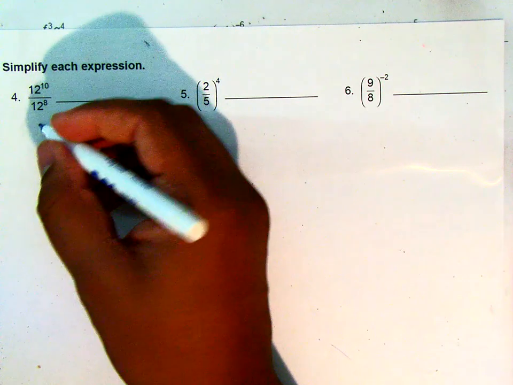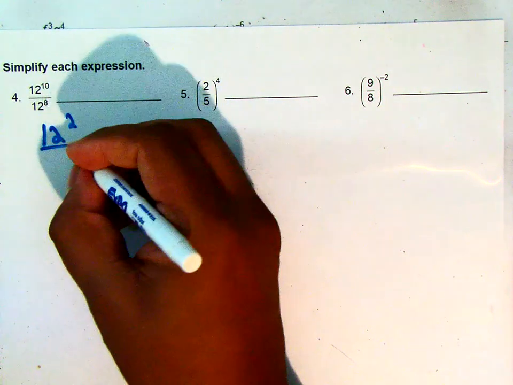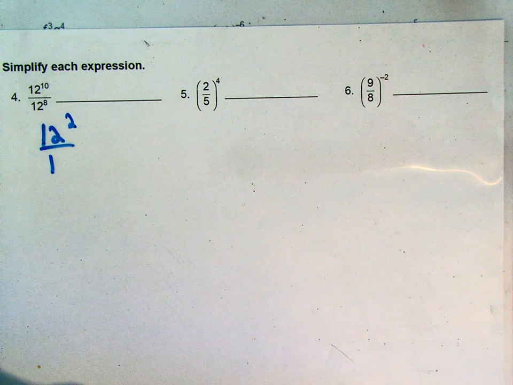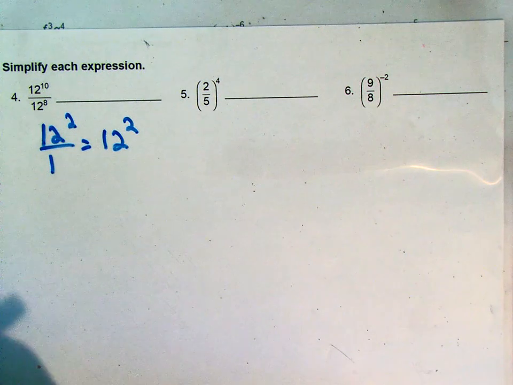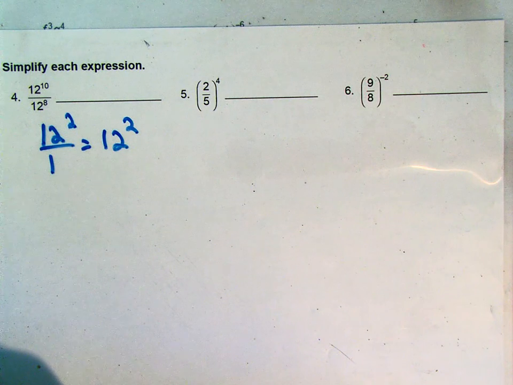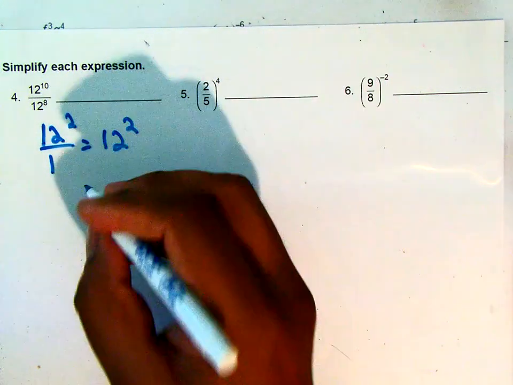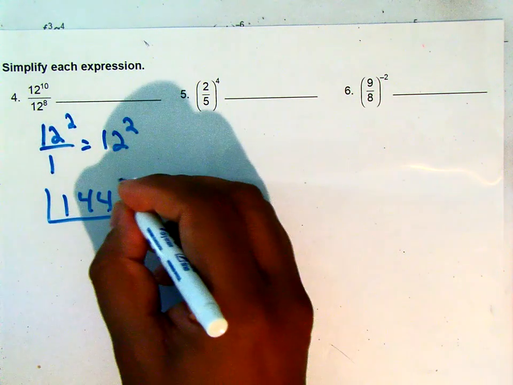So that's going to leave me 12 to the second, and there won't be anything here, so that'll be 1. So I'm just going to go ahead and simplify that and make that 12 to the second. And then you go ahead and do 12 squared, which is 144. So that's your final answer.